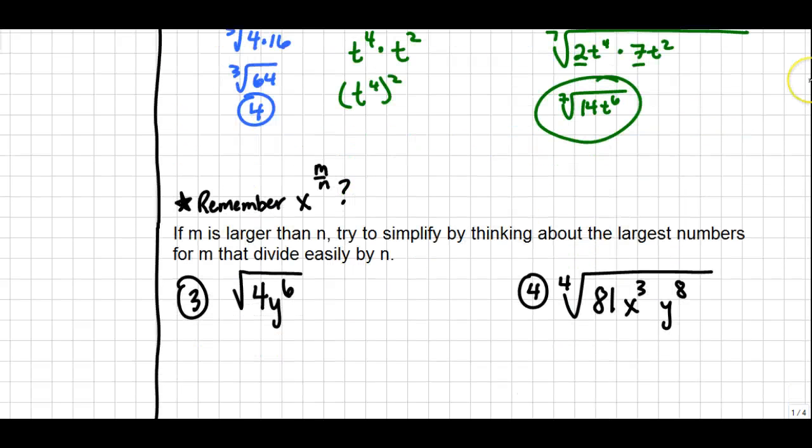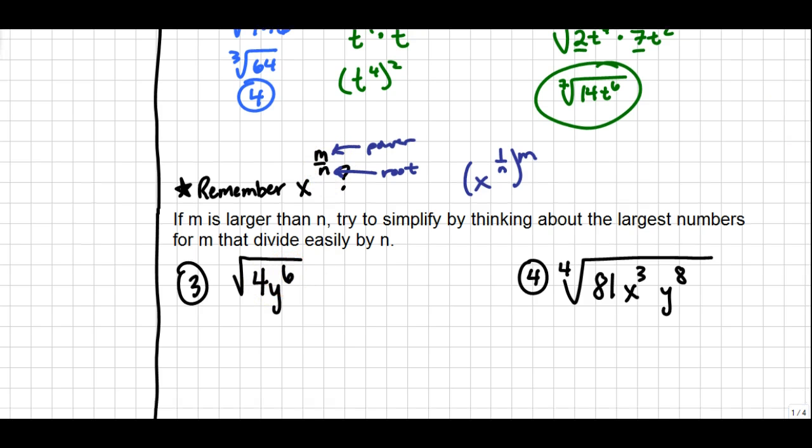Before we get there, we got to write a few more notes. Remember when we did x to the m over n in earlier chapters? M is the power, or an exponent, and n is a root. And so we can separate that out into 1 over n and m separately. That's not our goal today though, but I want you to keep in mind that the top number is a power, the bottom number is a root. That's going to help you moving forward.